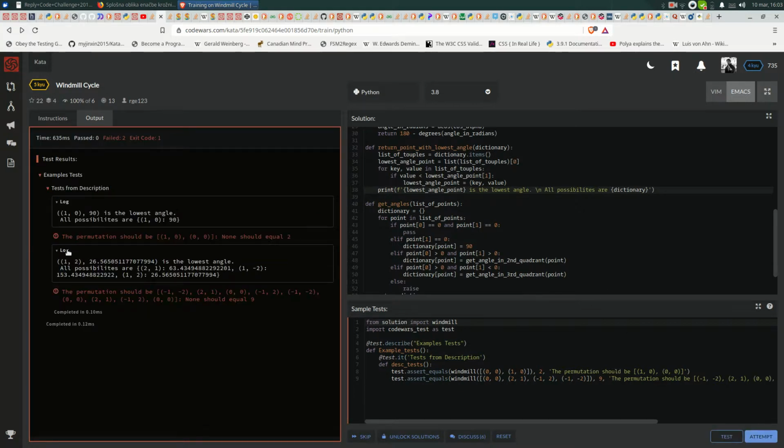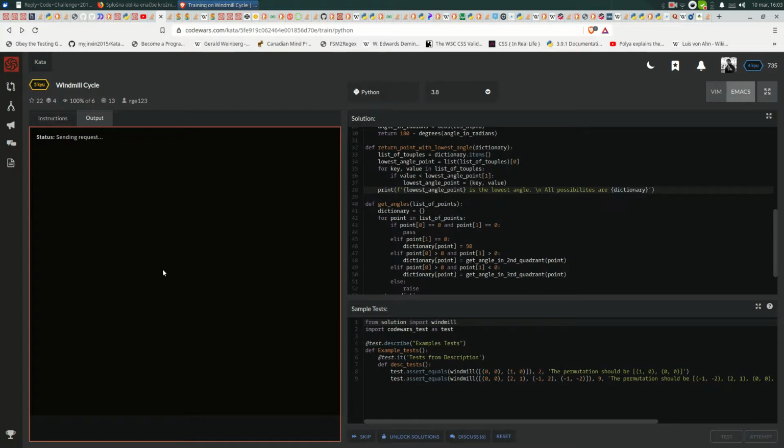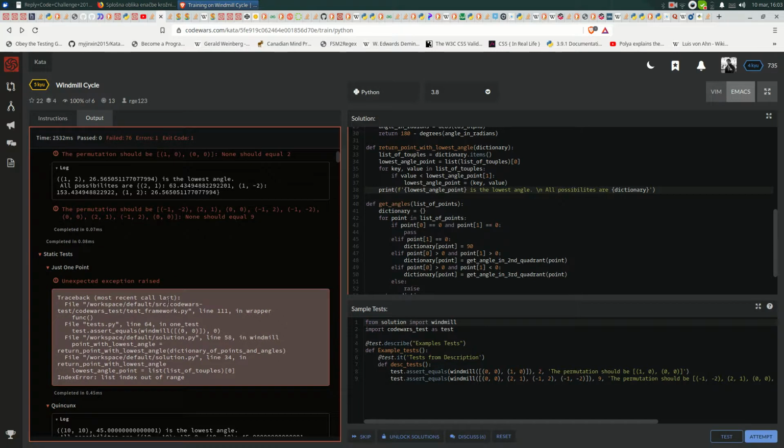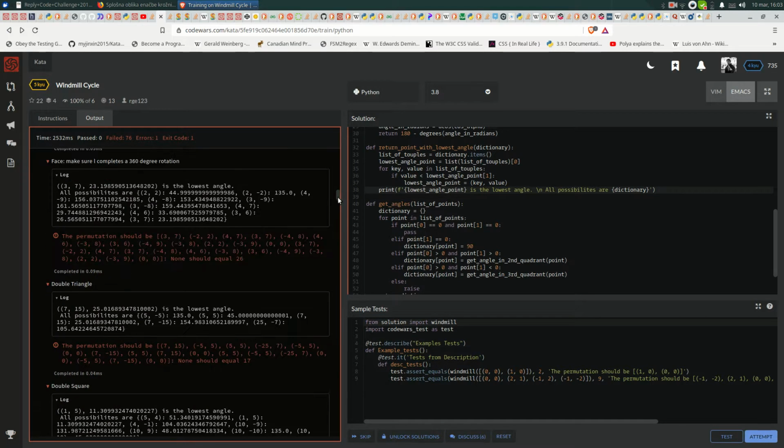Okay, it's 2.6. All right, let's check out more of them. Are there any errors? Okay, wow. List index out of range. Oh, that's just with 1.